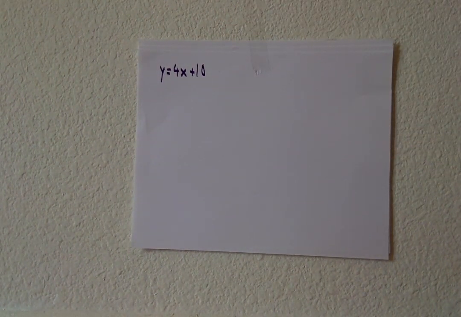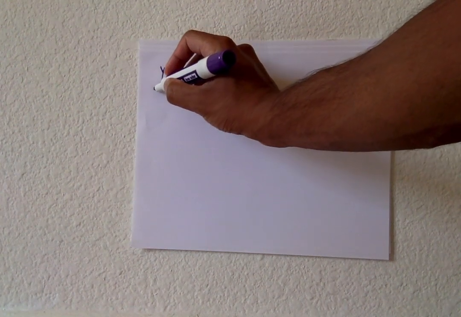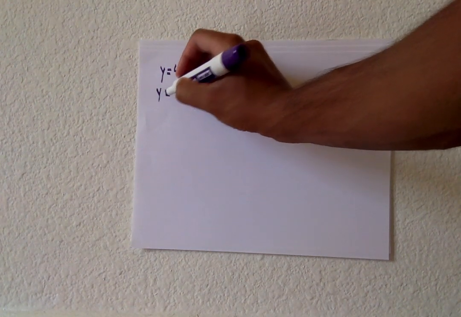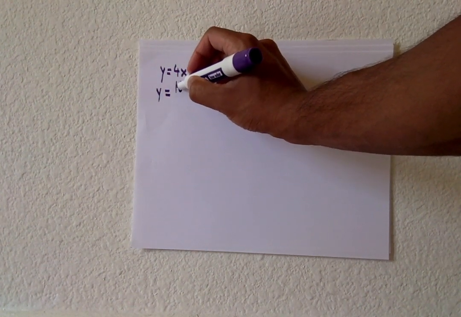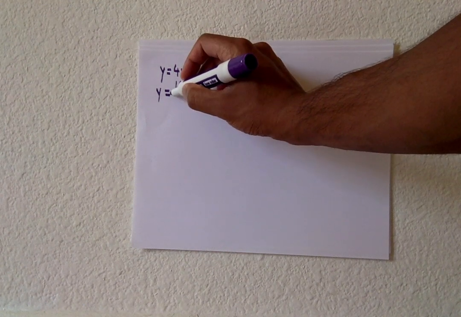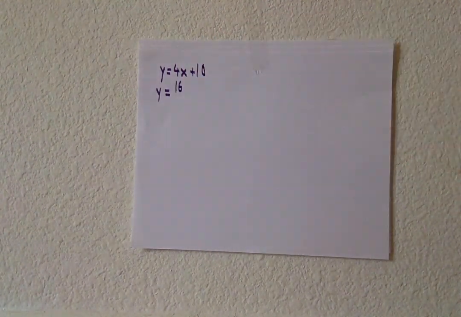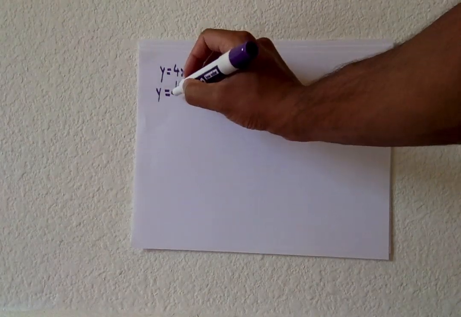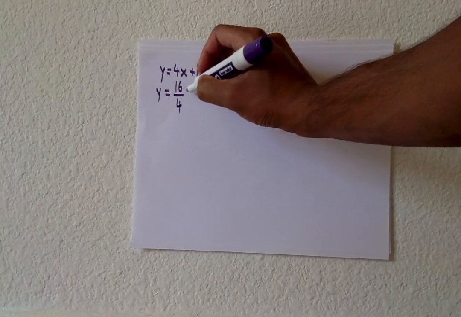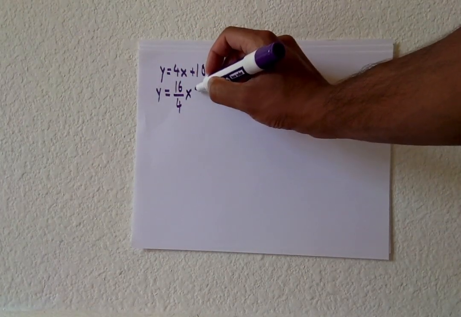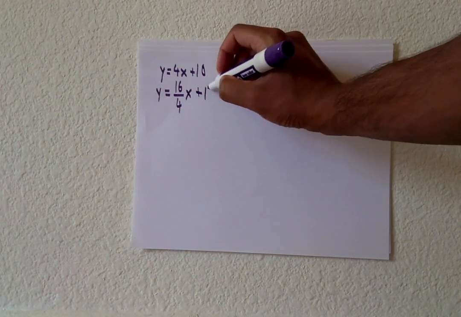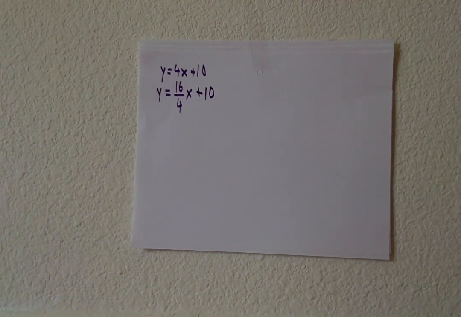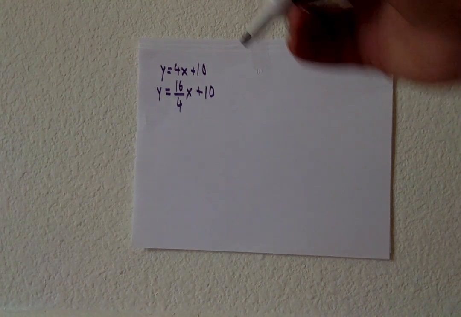And let's have another line. I'm going to say it's y is equal to 16 over 4x plus 10. So what we want to do is find where these two lines intersect. So we can set them equal to each other.